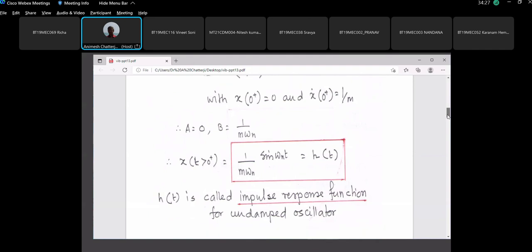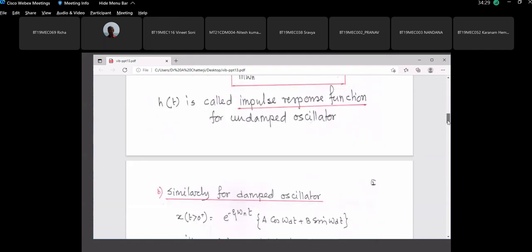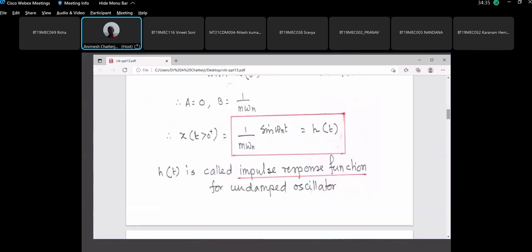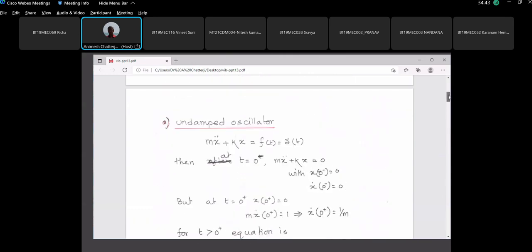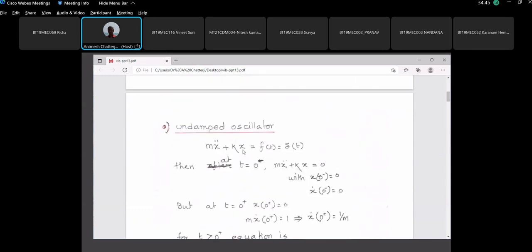let us go for the damped oscillator. This formula is for the undamped oscillator. Why am I calling it undamped? Because in our equation of motion, if you look at it, mx double dot plus kx, we have not considered damping.